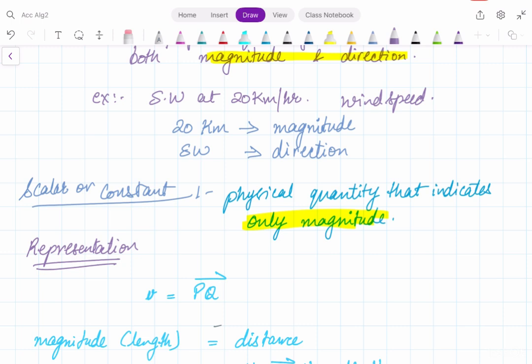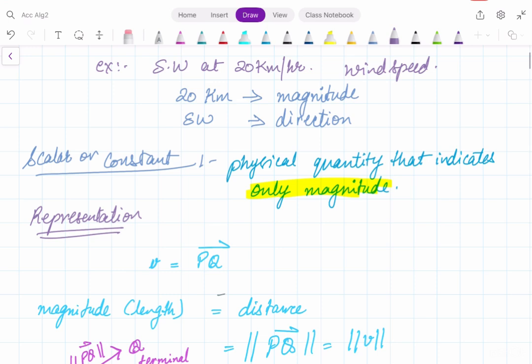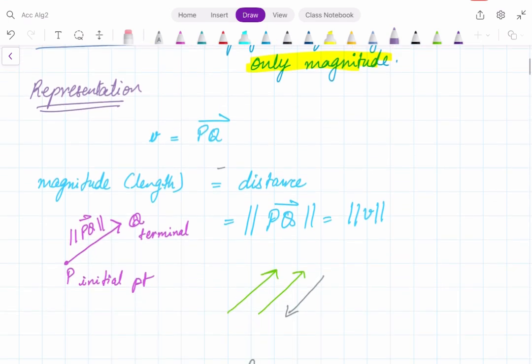P is your initial point and Q is your terminal point. Just like at the airport, when you enter the airport, that is your initial point. Your target is to reach the terminal so that you can board the plane. So first the initial and then the terminal point. Magnitude is nothing but the distance between initial and terminal. The half arrow on top of PQ defines the direction.